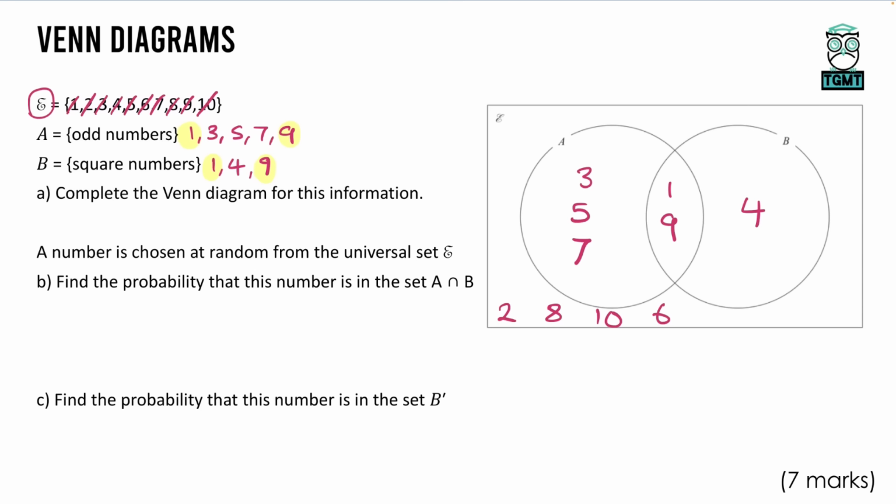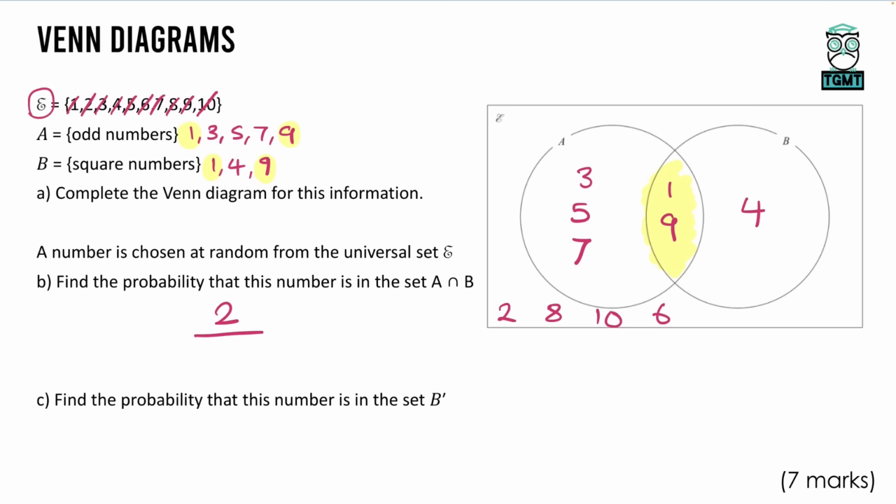Now I've got a couple of questions about this. So the first one, it says a number is chosen at random from the universal set. So out of all of these 10 numbers, find the probability that it's in set A, n, B, and that little n stands for the intersection. So when looking at the intersection, we're looking at the numbers here that are just in this crossover part called the intersection. So there are 2 numbers, so we would write this as a fraction and just say how many it's out of. So count up how many there are.